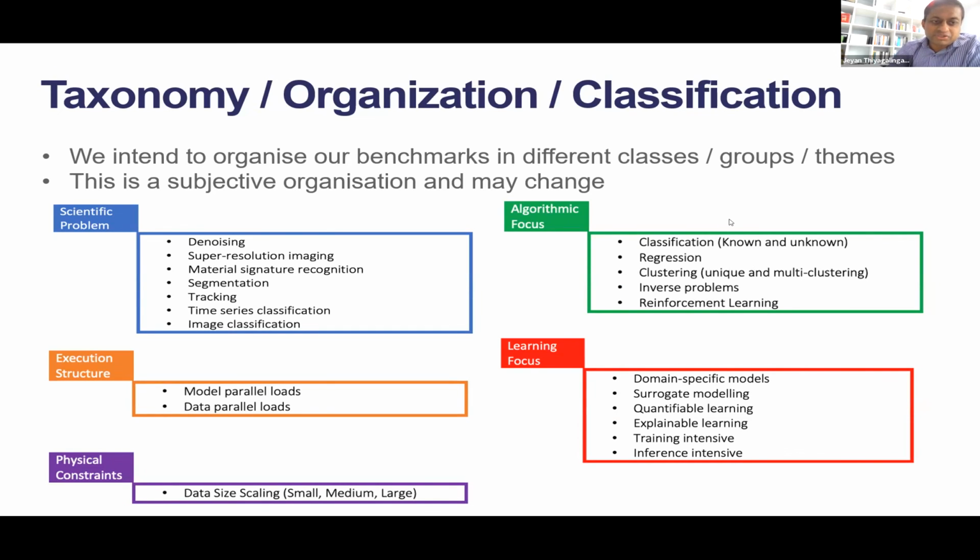If I focus on the scientific side of the problem, we have problems in all of these types. We have denoising, super resolution imaging, material signature recognition, segmentation, tracking, time series classification, and image classification. These are very, very standard. We have quite a lot of them, to be honest. I have even started rejecting benchmarks coming on the image classification side, because it's too much. But if I go to the other side, the learning focus is something that I'm really struggling with. For example, the domain-specific models, particularly the PINNs, would really come under that category, I believe.